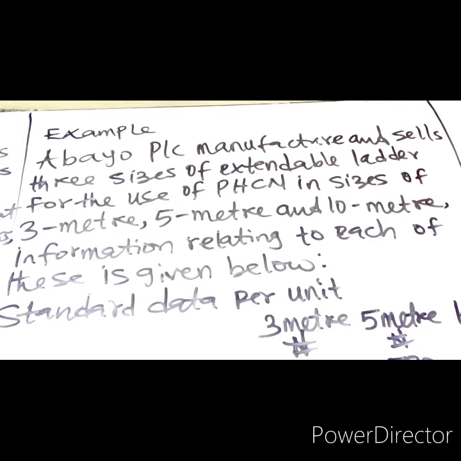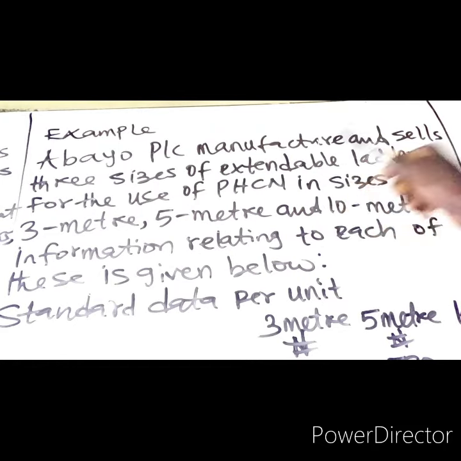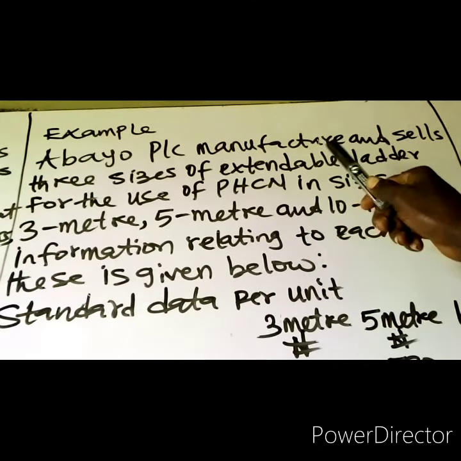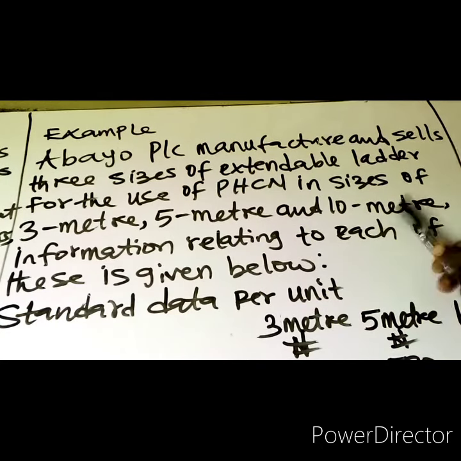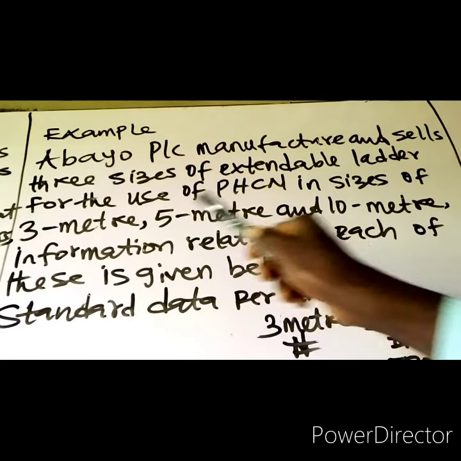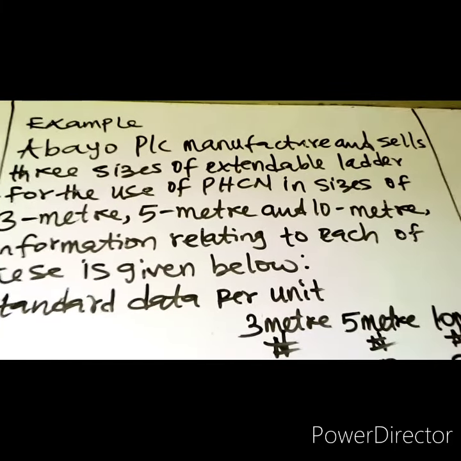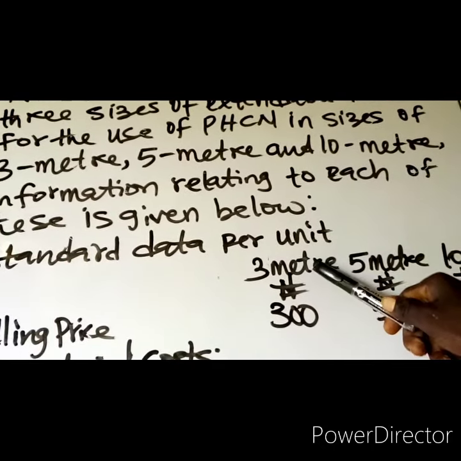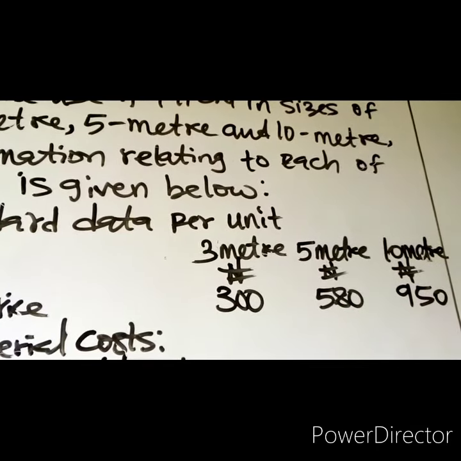Example: Abayo PLC manufactures and sells three sizes of extendable ladder for the use of PHCN, in sizes of 3 meter, 5 meter and 10 meter. Information relating to each of these is given below. You are given standard data per unit, for the 3 meter, the 5 meter and the 10 meter.